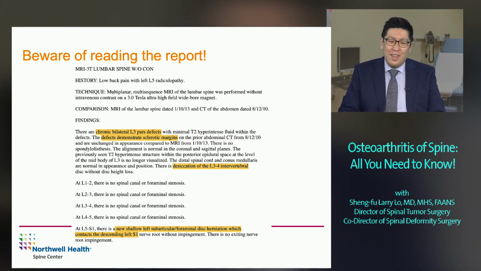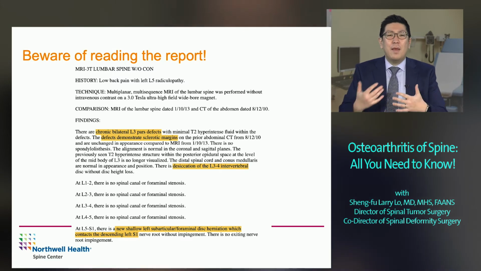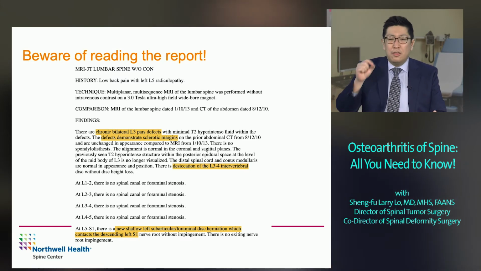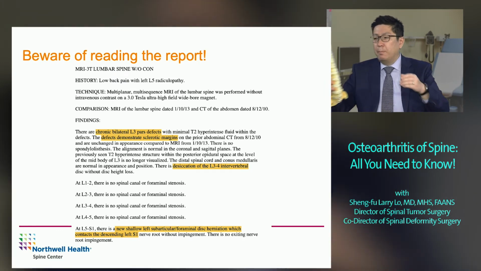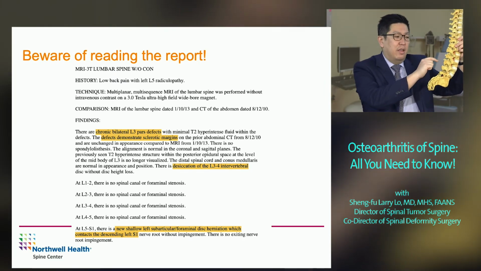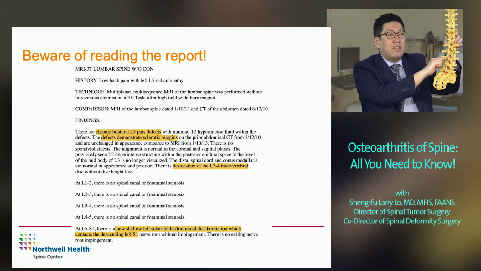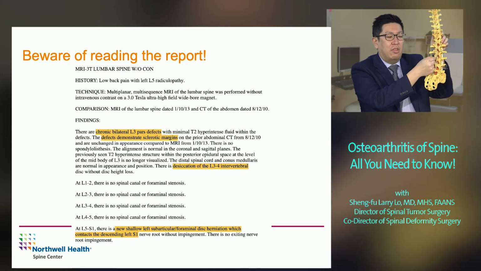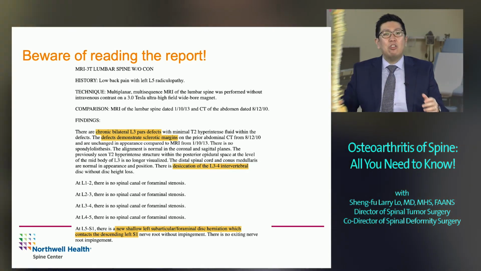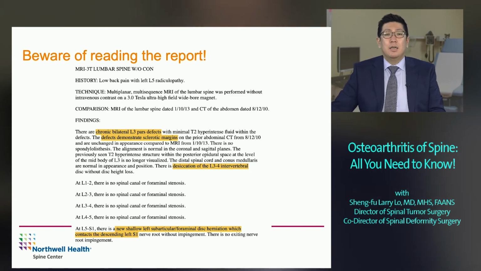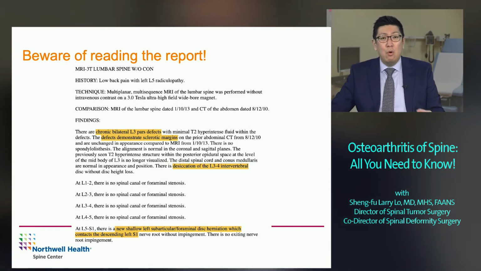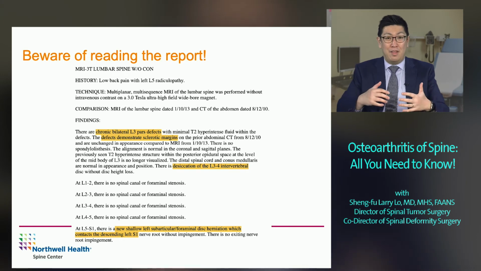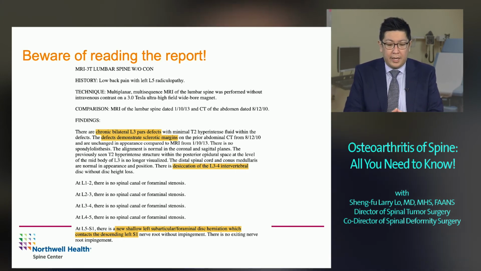What all that means is that this patient was born with a crack in the L3 bone in the back of the spine. So this is the L3 bone, and this is the pars, and there's a tiny crack there. That can actually be a normal finding. But again, if you read the report without that knowledge, you might think that you have some type of defect or some malformed spine that can be problematic.